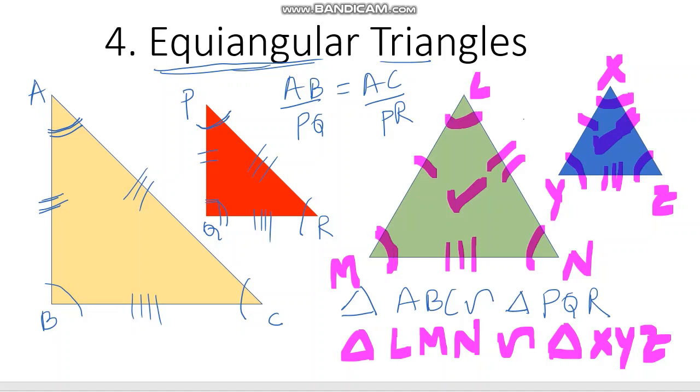When the conditions that I have said hold, angle L equals angle X, angle M equals angle Y, angle N equals angle Z, and the ratio of LM by XY equals the ratio of LN by XZ, and that equals the ratio of MN by YZ, then we will say that triangle LMN is similar to triangle XYZ, and this symbol is known as the symbol of similarity.